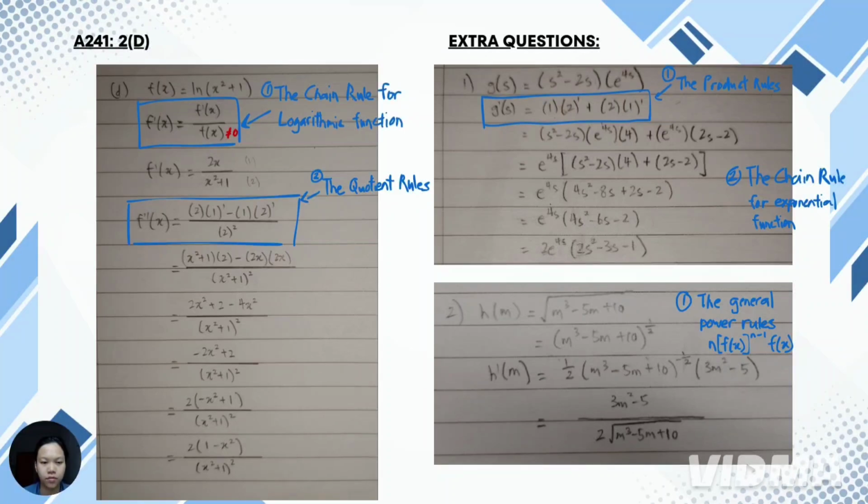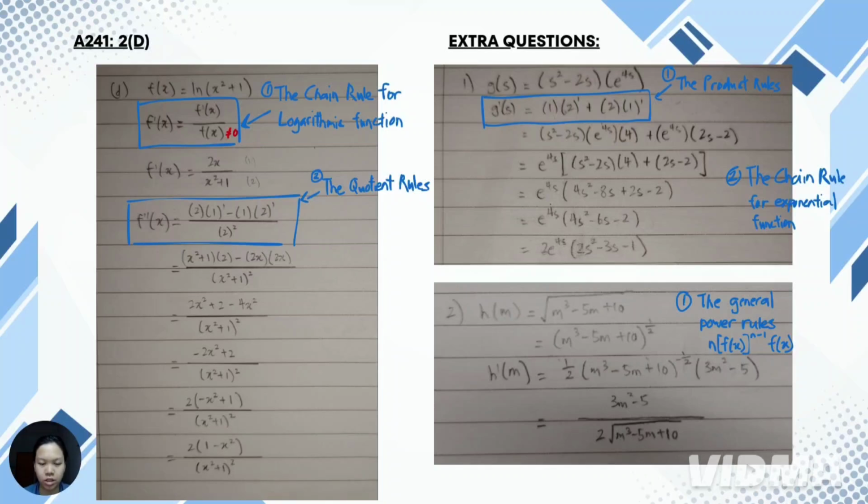For the last question, the function given is h(m) equal to square root of m cubed minus 5m plus 10. First, we rewrite the function to become (m cubed minus 5m plus 10) power 1 over 2. To get the first derivative, here I use the general power rule. First, the power 1 over 2, put it in front, and we rewrite the function m cubed minus 5m plus 10. And the power minus 1 becomes negative 1 over 2. And the last part, 3m squared minus 5, is the derivative of m cubed minus 5m plus 10.